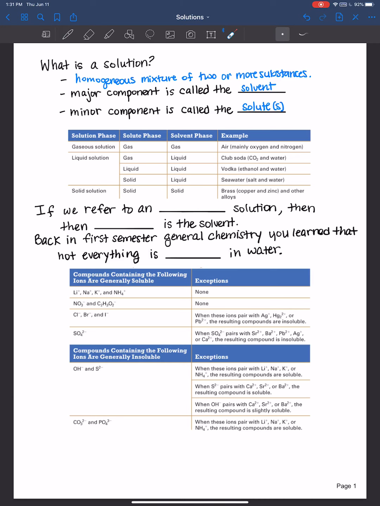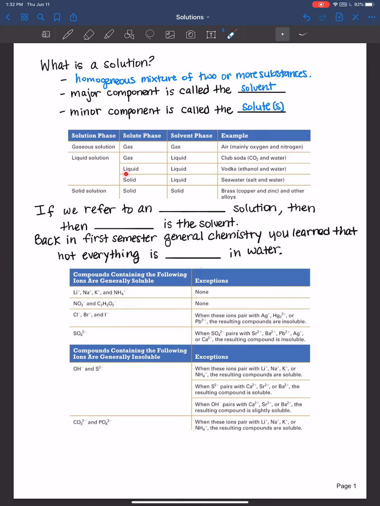What I just want to make clear is that many times when we discuss solutions, we will be focusing on liquid solutions, but there are also gaseous solutions and solid solutions as well. A gaseous solution is just like the air we breathe, which is mainly composed of oxygen and nitrogen, but it has other gases as well, like carbon dioxide. And then liquid solutions, you can have three types. You can have one where there's a gas as a solute and the solvent's a liquid. So for example, if you're drinking club soda, that has carbon dioxide and water as the solvent.